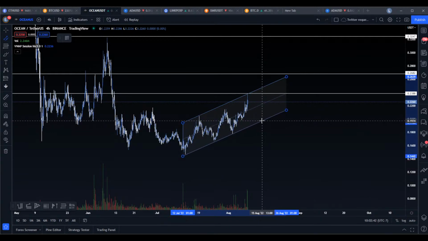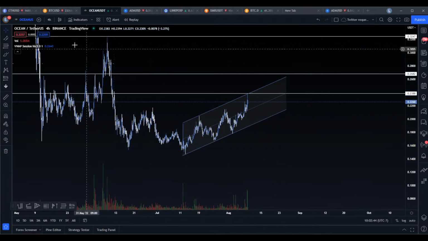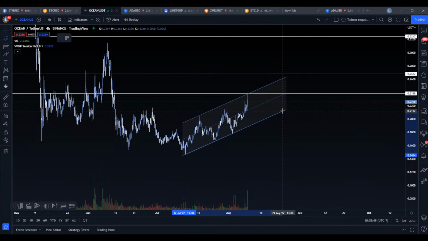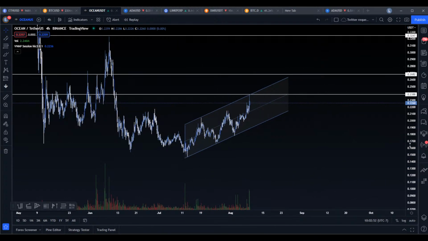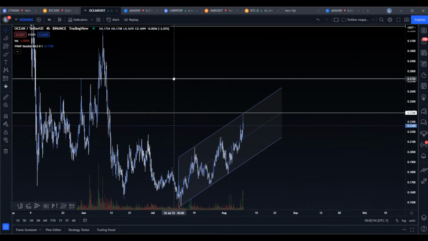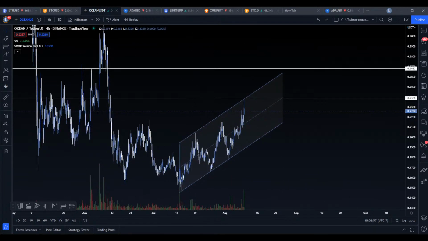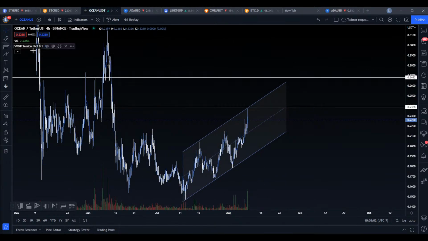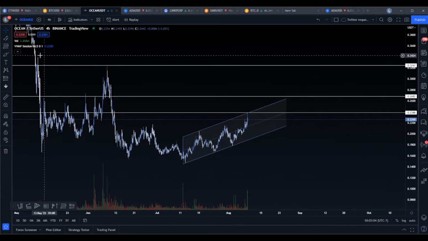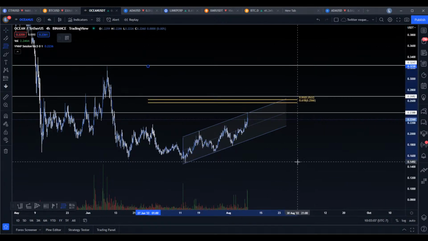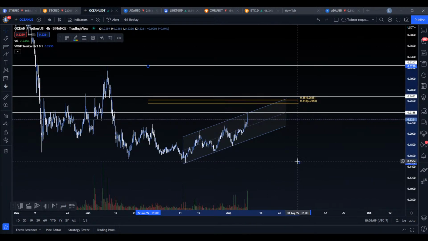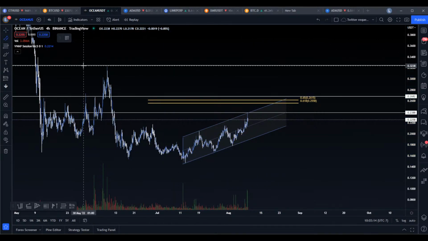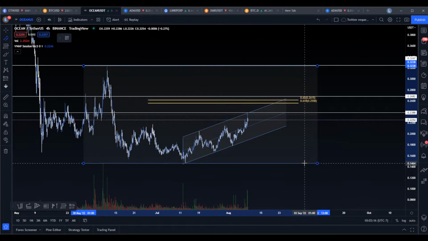So this would be a parallel channel, obviously. Even this little liquidation wick falls within it. It's quite nice. Probably, you know, this is probably the 50% line, just based on that.